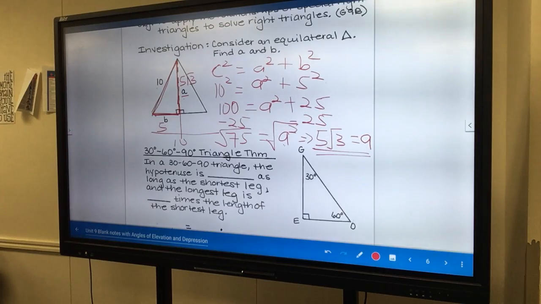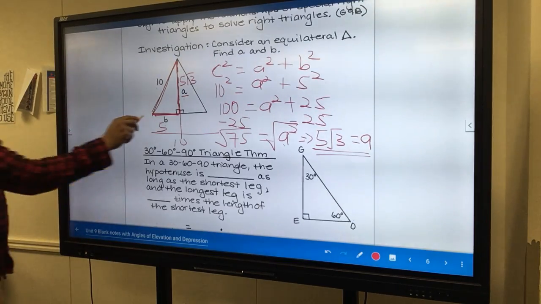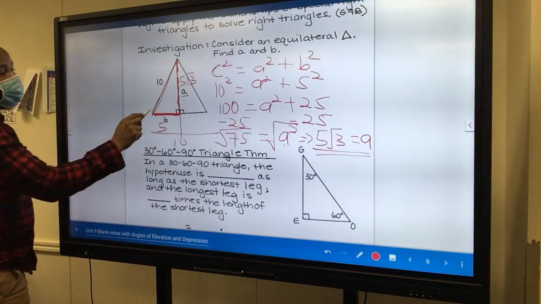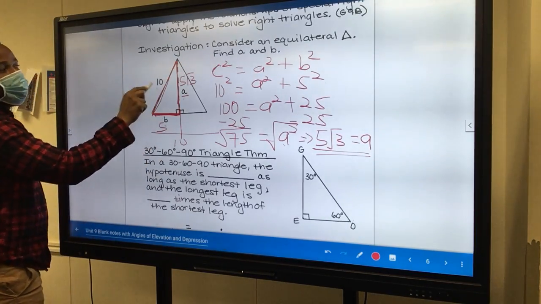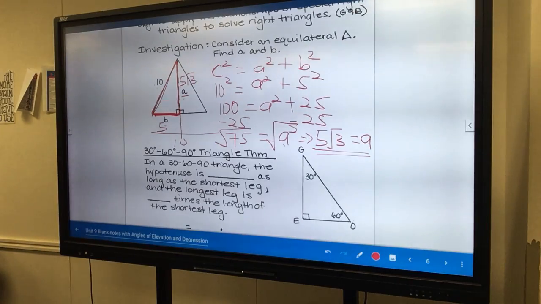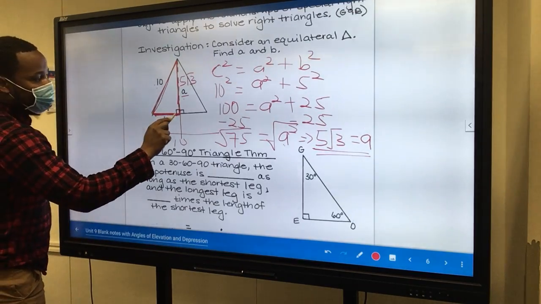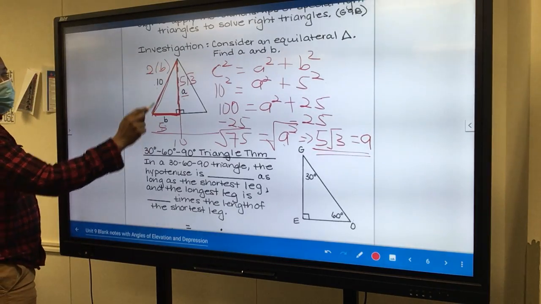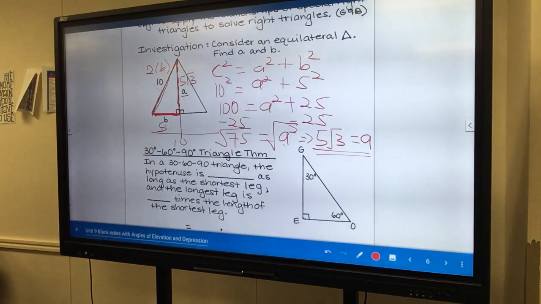Now, this is what I want you to remember. This is the shortest part of the triangle, okay? And you notice that the hypotenuse is 2 times the shortest part. Do you see it? Look at this. The hypotenuse is 2 times B. Do you see that? If B is 5, then this is 10, right? Do you see what is happening?